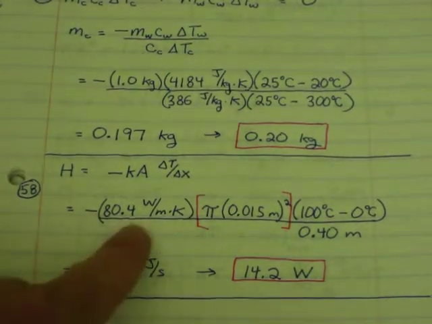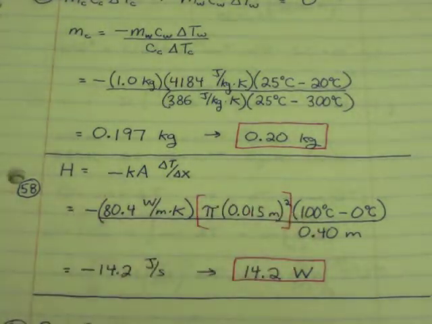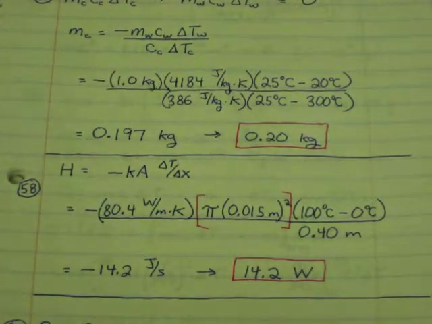You've got your K, you've got your difference in temperature, 100 on one side, 0 on the other. And you're dividing by the distance, which is the length of the rod, 0.40 meters. I left the negative sign in there, but you'll see by the time I get to my final answer, I just disregard it. So 14.2 joules per second, which becomes 14.2 watts.